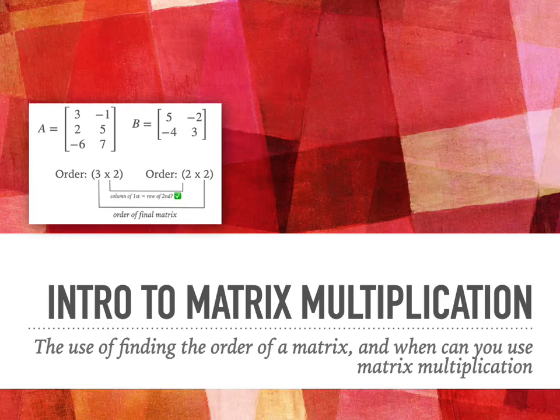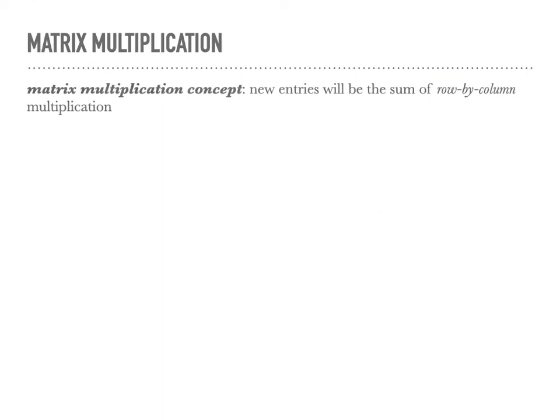In this video, we'll be covering an introduction to matrix multiplication and when you're able to do so. The basic idea of matrix multiplication is essentially that in your new matrix, the new entries will be the sum of a row by column multiplication. Don't worry if this sounds confusing. We'll be going over an example.